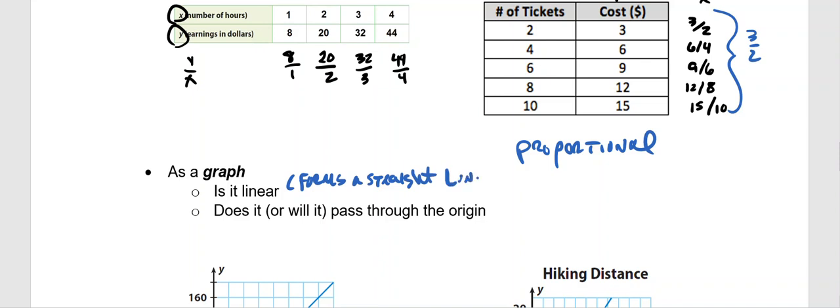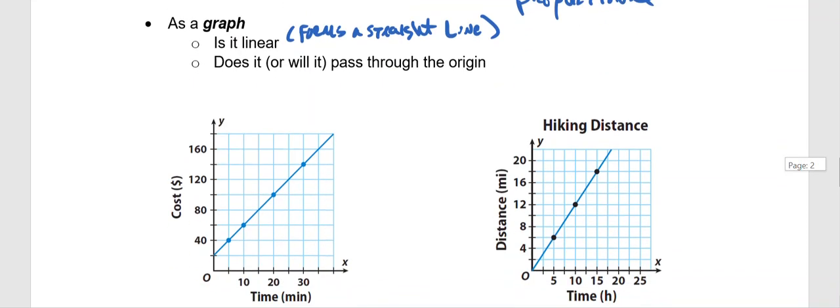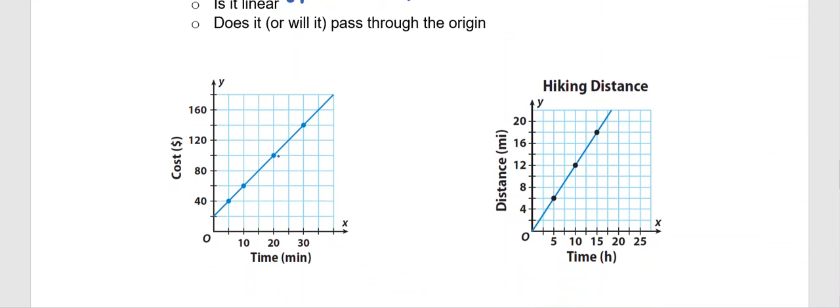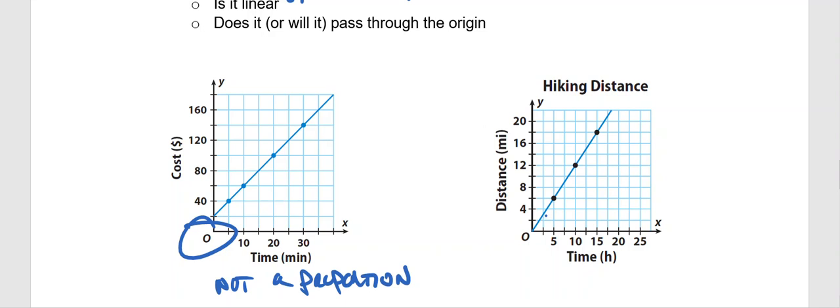So when I look at a graph, if it forms a straight line, that's the start to determining something's proportional. But if it also passes through the origin, that's the other key point. So real quick, you look at this first graph, it is linear, it forms a straight line, but it does not pass through the origin. So this is not a proportion. Here, it is a straight line. I can see that straight line here. It does pass through the origin, so that is a proportion.